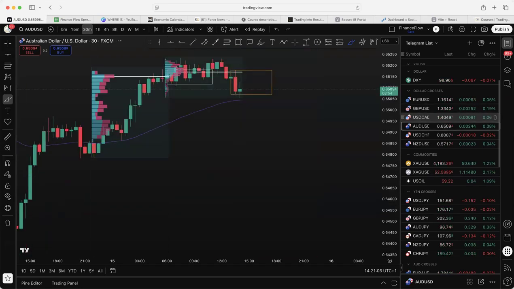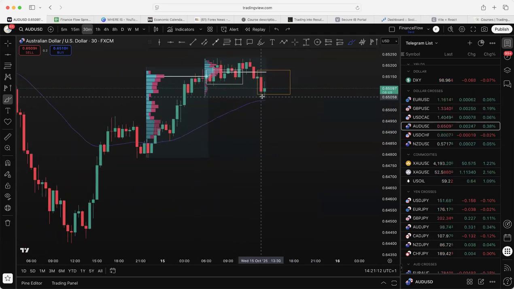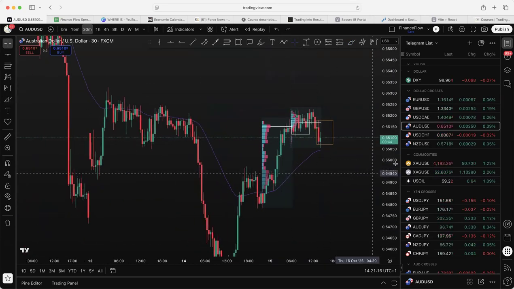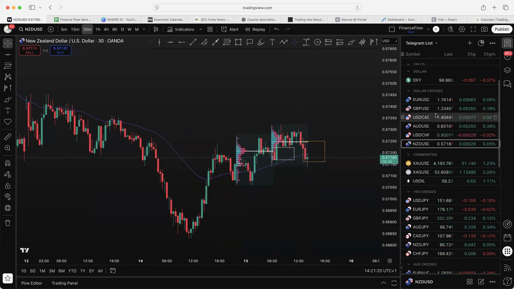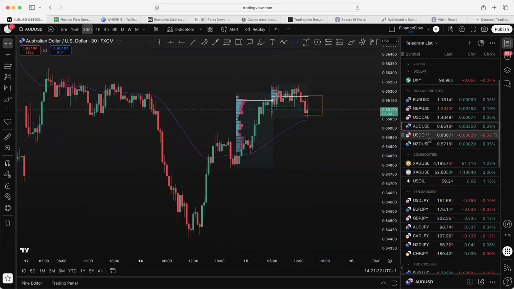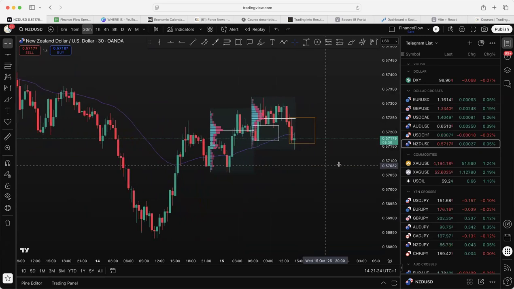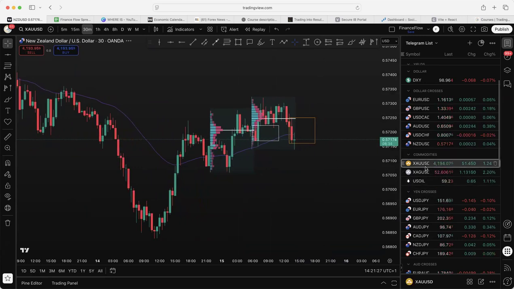Got USD CAD and AUD USD as well, very, very similar, trading at the bottom. I do think on all of these there is room for them to trade a bit higher, and NZD too. You can see these three look very, very similar. So let's just be aware of that.